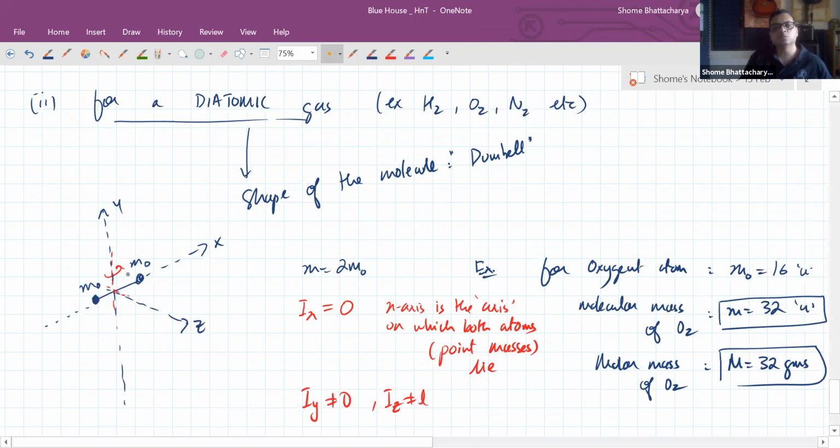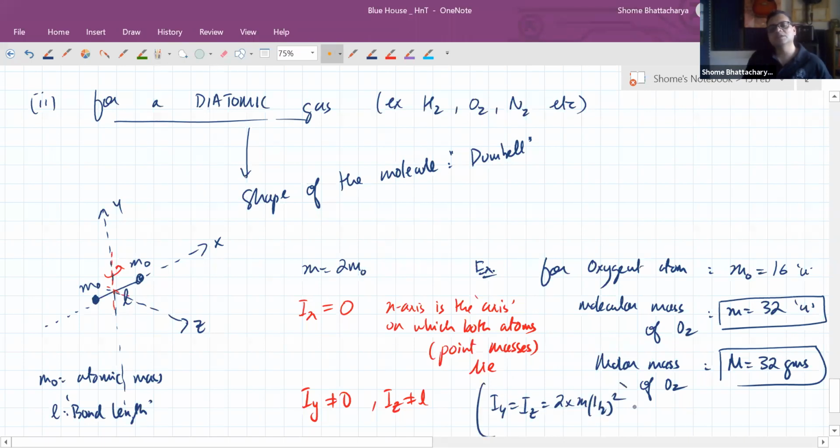So if you think of L like the bond length, okay, and M0 is the molecular mass, sorry, the atomic mass, you can see that basically Iy is equal to Iz is equal to 2 times M0 into (L by 2) whole square, that kind of. But how much it is not important for us. What is more important is that they are non-zero. So Iy and Iz are non-zero.